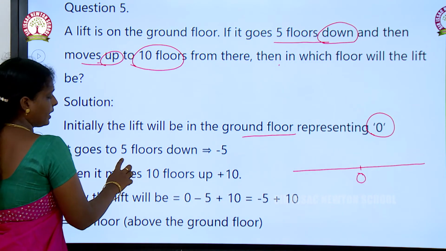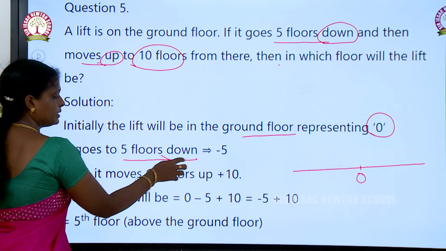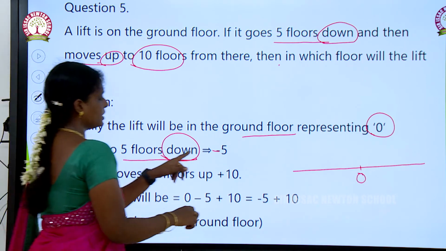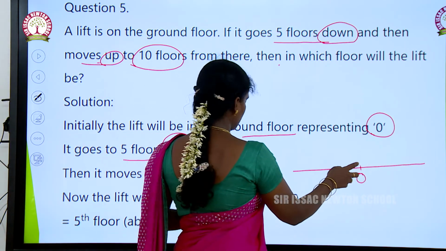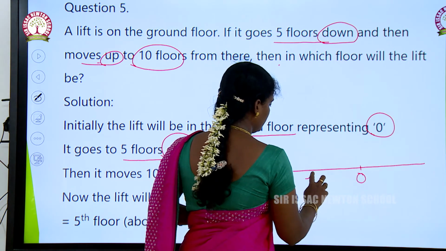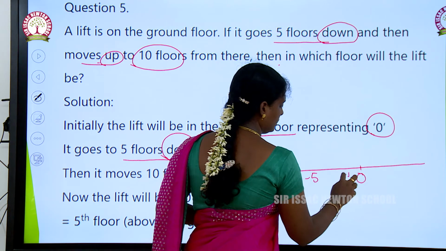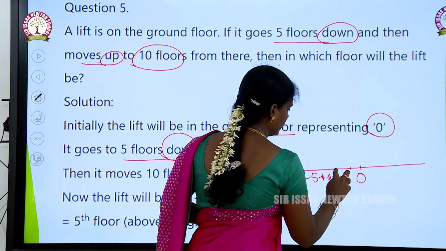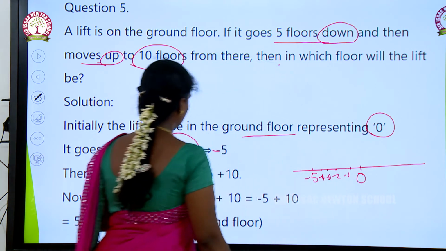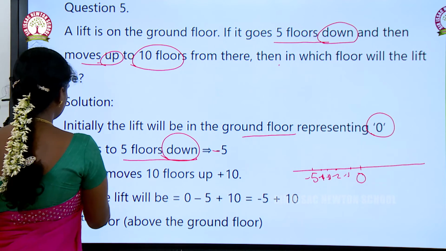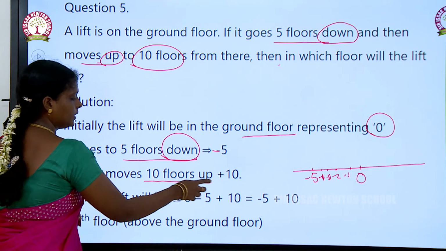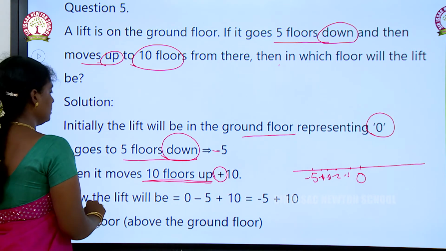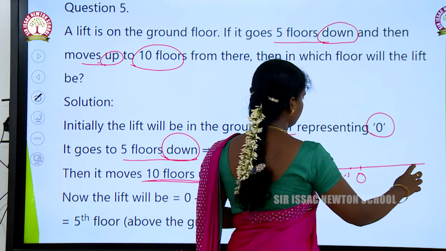It goes 5 floors down. Down means, I have already told you, down means you have to put minus, right. So down 5 floors means minus 5. So from this you have to mark minus 5, okay. See, minus 1, minus 2, minus 3, minus 4. So finally it has reached minus 5, okay. Next, then it moves 10 floors up. Up means you have to put positive, I mean plus, okay. So this will become positive 10, okay.